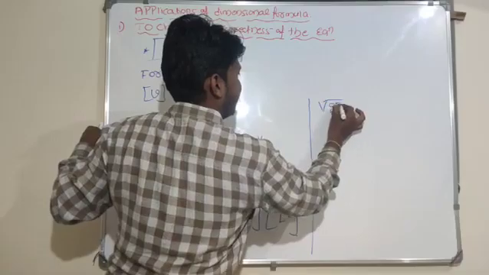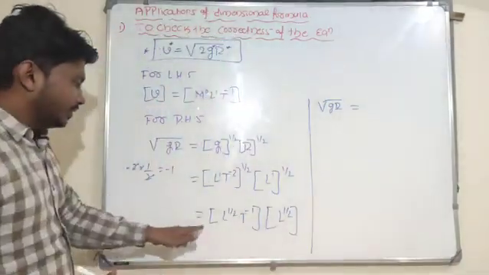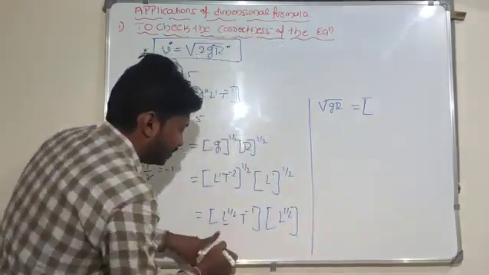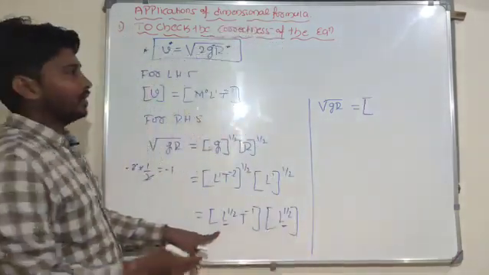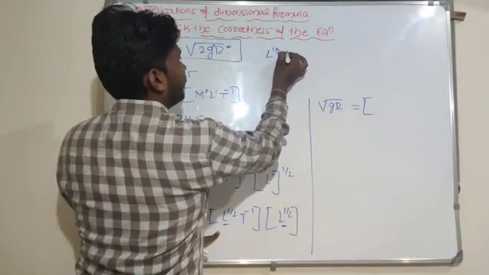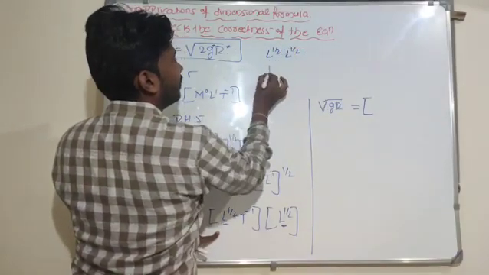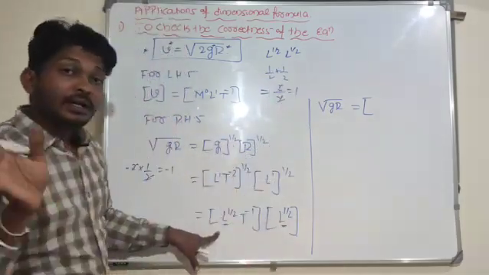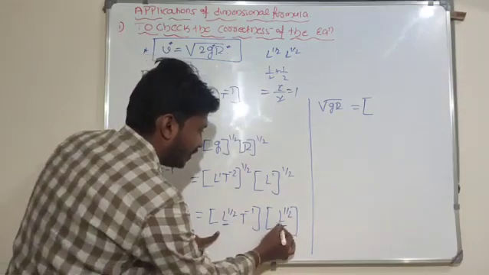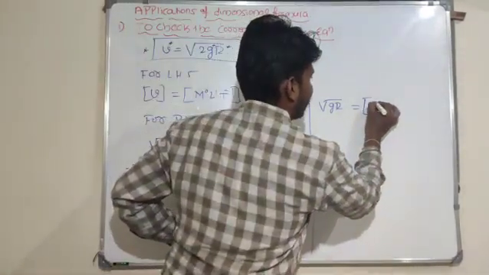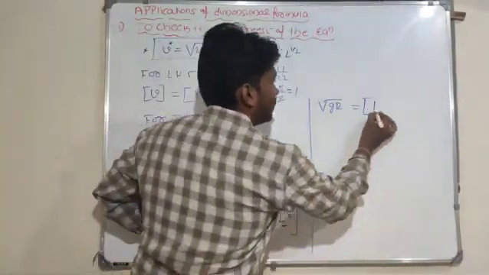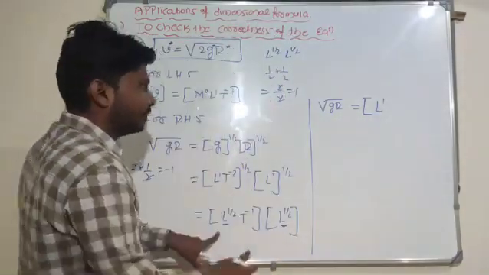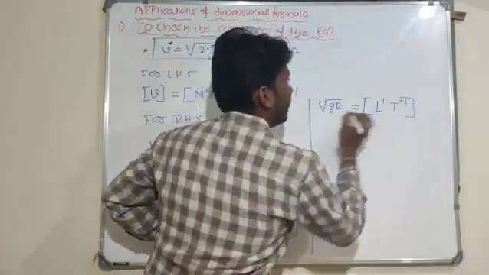Square root of g into r. For these terms I am writing the dimensional formula. L to the power of 1 by 2, L to the power of 1 by 2. Bases are the same, so powers are added: L to the power of 1 by 2 into L to the power of 1 by 2 gives L to the power of 1 here. And t to the power of minus 1.